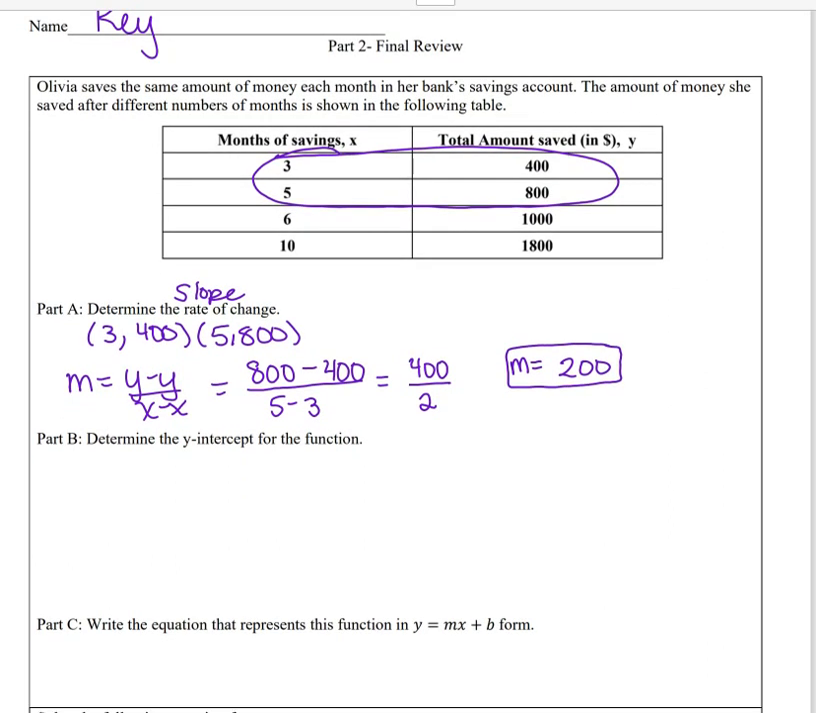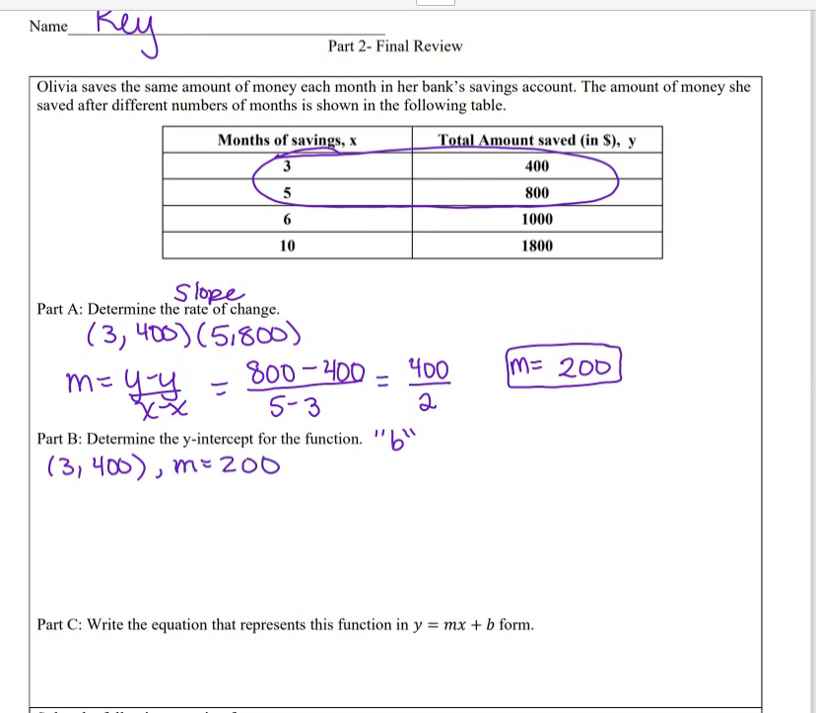Now for part B, it says determine the y-intercept. The y-intercept is your b value. That occurs whenever x equals 0. So if I look at the bottom right here, where it says the equation of a line is y equals mx plus b, I'm going to plug in x and y values and the m that I just solved in order to get the b. I'm just going to take the first point. It doesn't matter which one you use. So (3, 400), and I'm going to use my m, which was 200.